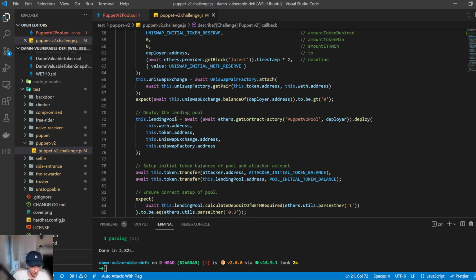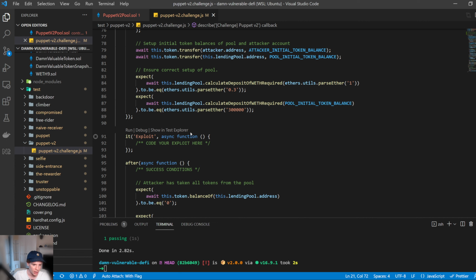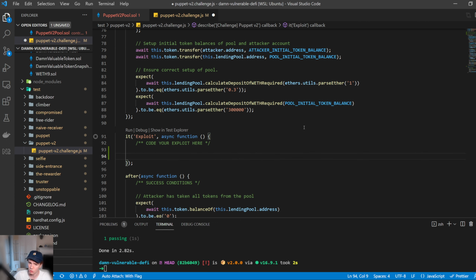You can see this is how they do all the setup here. It's also good to reference the Uniswap V2 docs, as I mentioned in the last video, but I'm not going to go into that one. I'm just going to assume that you've taken a look at it.